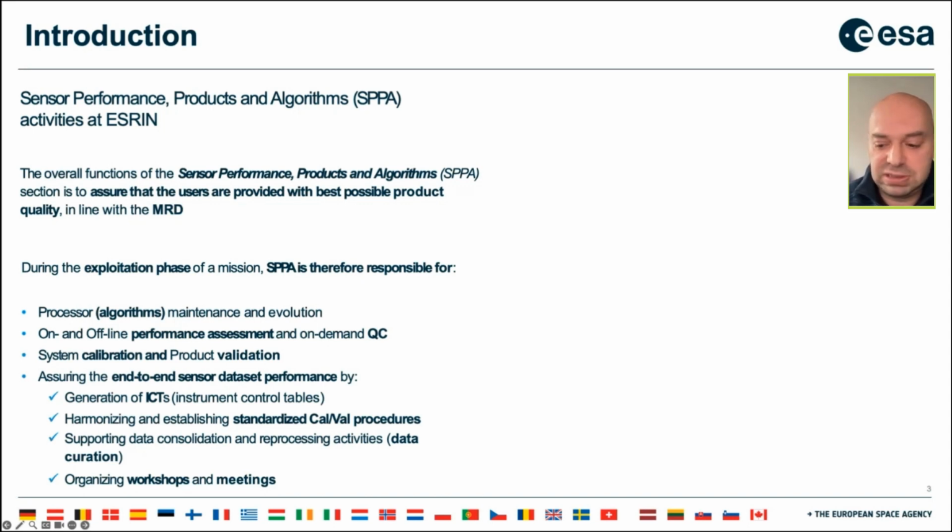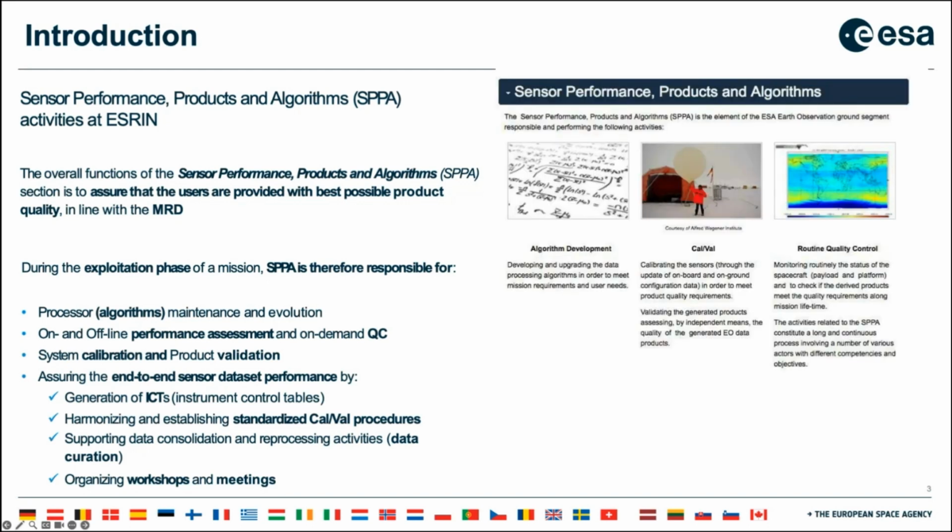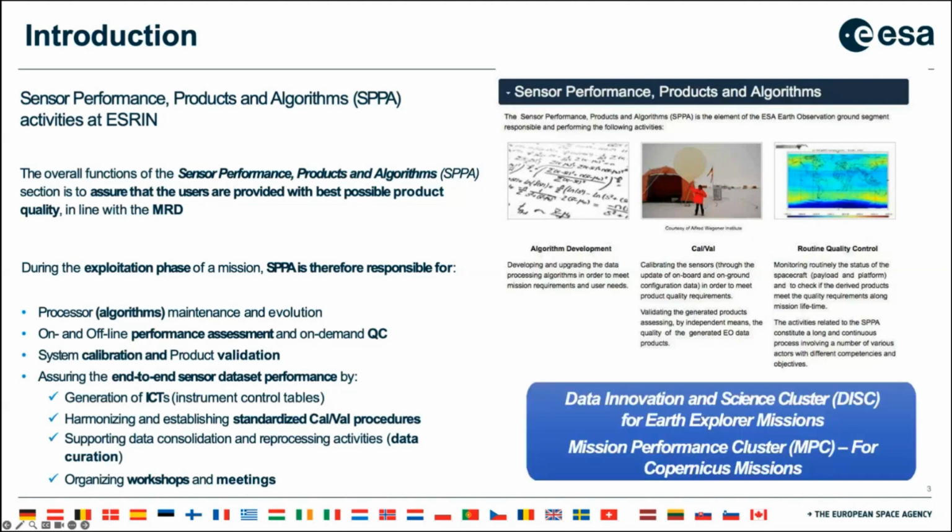And if we put these activities together, we can resume everything to 3 main pillars. Algorithm development and evolution, CalVal, routine quality control, and performance monitoring. Often, we don't do this job by ourselves. We have the support from industry and from academia, and we try to gather the best expertise in the fields of every mission in groups that work in big contracts, like the Data Innovation Science Cluster, DISC, for the Earth Explorer missions and the Mission Performance Cluster, MPC, for the Copernicus missions. So let's go to Flex.